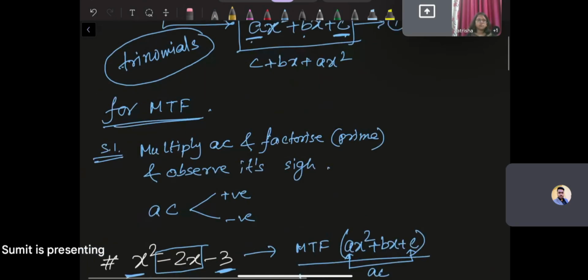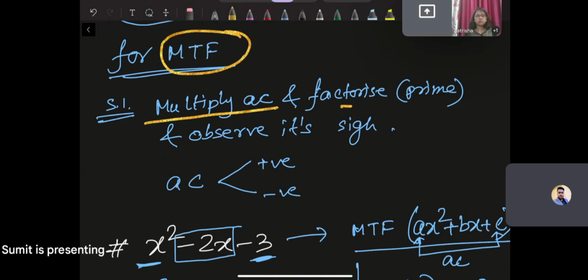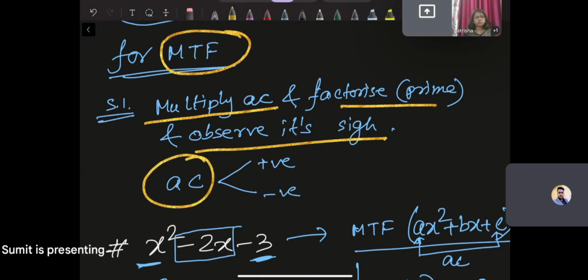দেখো, first of all, there are some steps to solve using the middle term factorization. That is called MTF in short. The first step is that we will multiply AC and factorize. That means factorize means we will do prime factorization and observe its sign. That means the multiplication is positive or negative. What is AC? I am telling you.